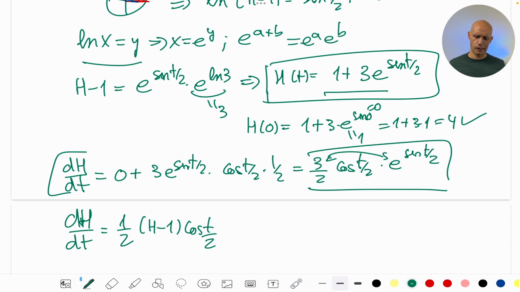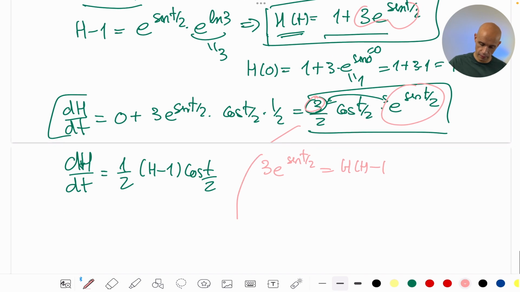Yes, so, well, we don't know yet, but we have this h here and here. And you have this combination here, these three, let's use a different color, 3 and this, and you have it here too. So you can realize that 3e to the power of sine t divided by 2 is h of t minus 1. And then we can write this thing here as dh/dt equals 1/2 cosine of t divided by 2 times h of t minus 1, which is exactly this thing.